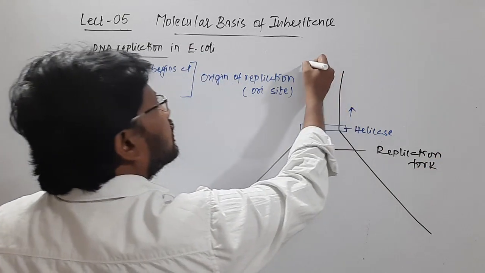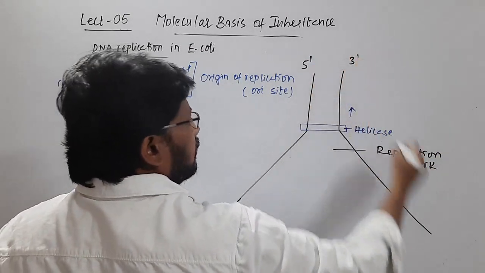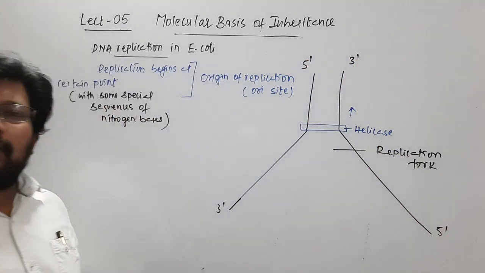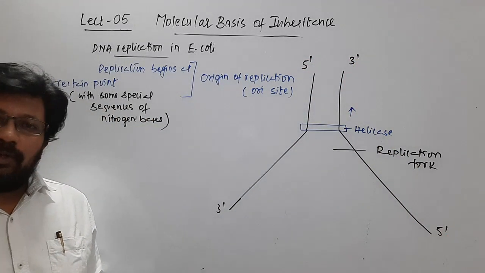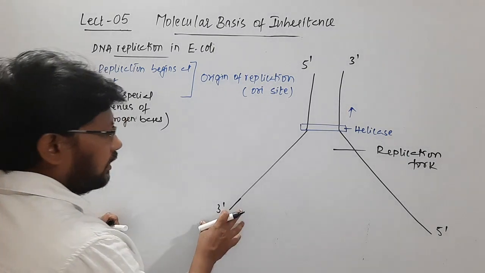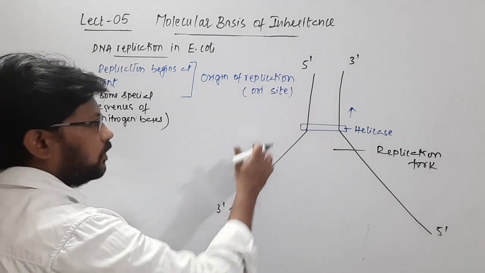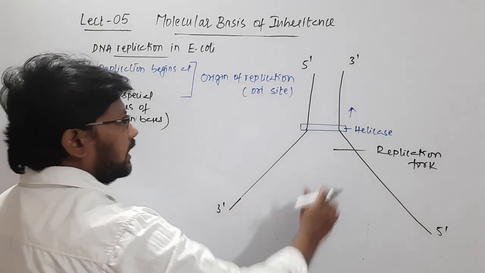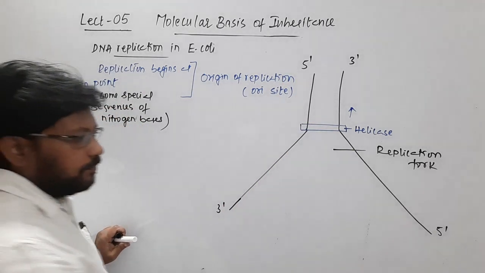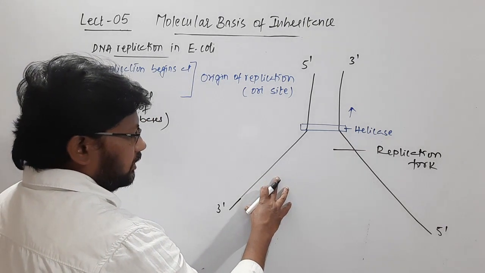Now let's take the polarity of the strands. This is very, very important. Without this we cannot explain the process of replication. So this is the strand that has a polarity of 5 dash to 3 dash, and this one has 3 dash to 5 dash. Now let's see on this strand how the replication begins.